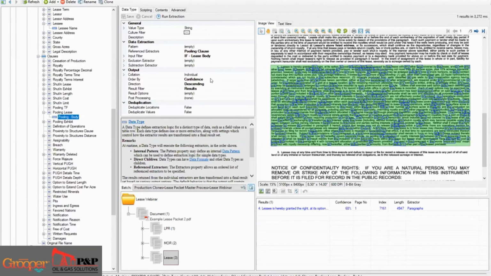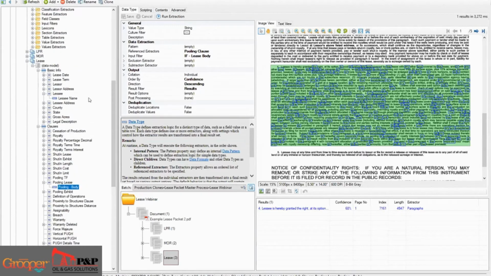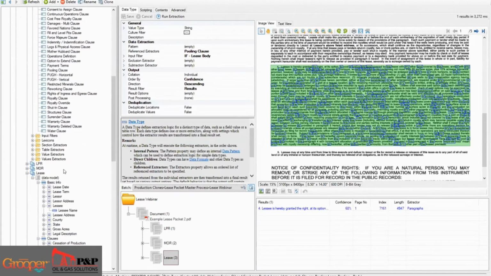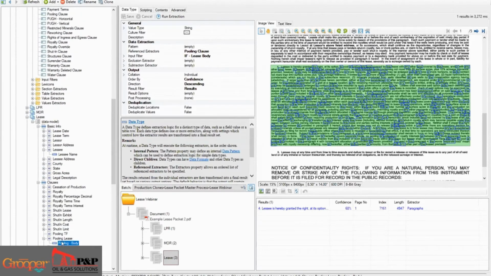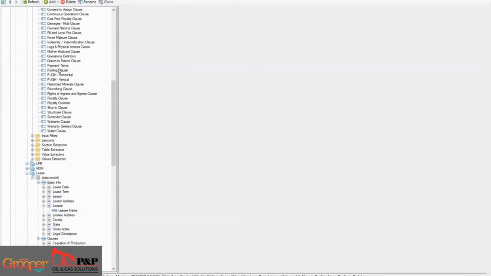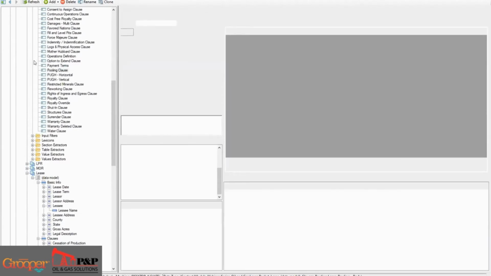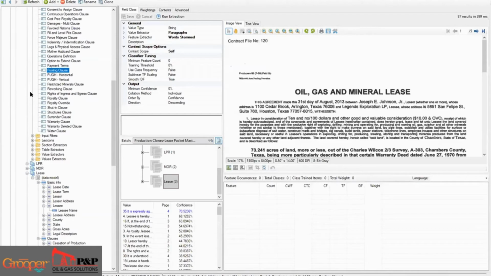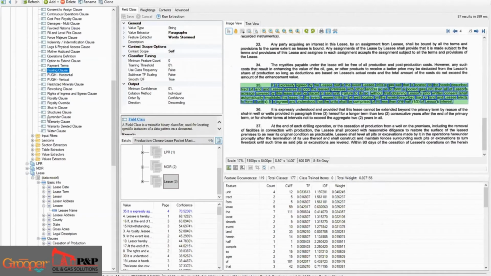I've told it, show me what you're most confident in, okay? And all that is based on a field class for pooling. Now you'll notice I have two pooling extractors, right? Pooling lease and pooling exhibit. But I only have one pooling clause field class. So I taught it one time. And then by using my input filter to differentiate between the body of the lease and the exhibit to the lease, I'm able to see just the one that I care about.